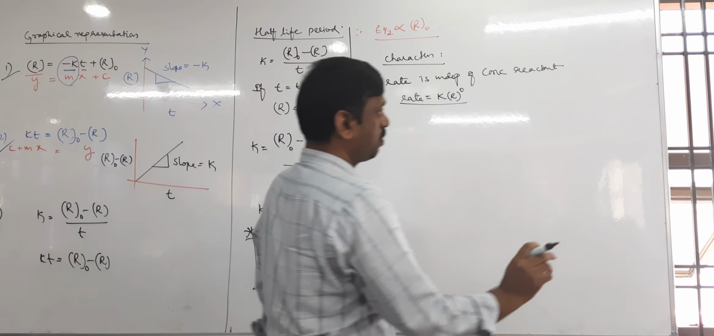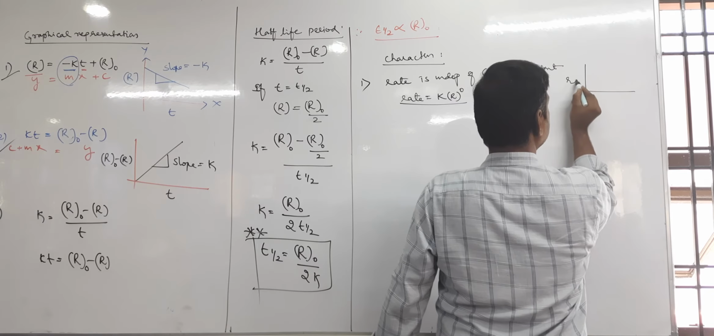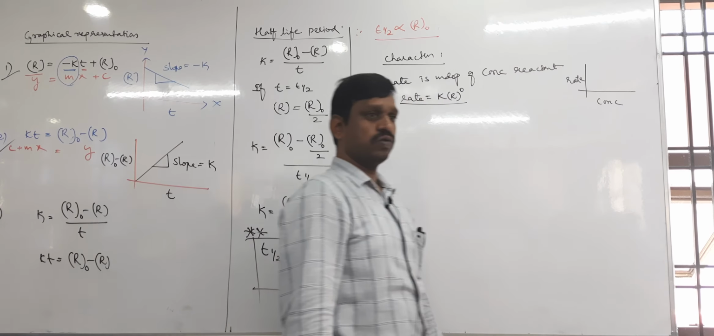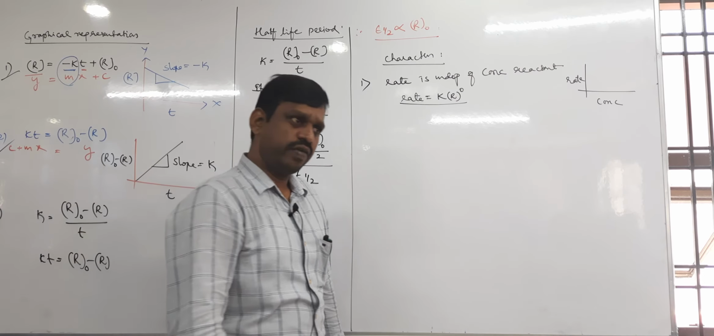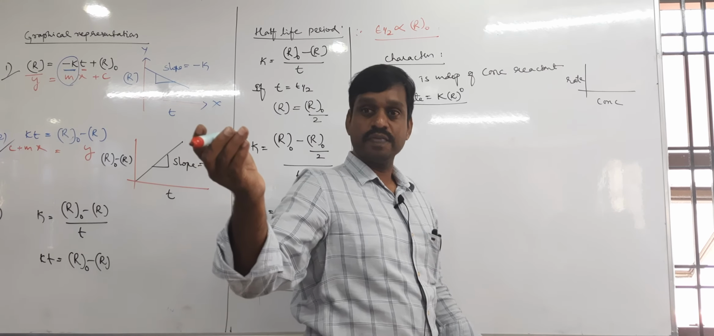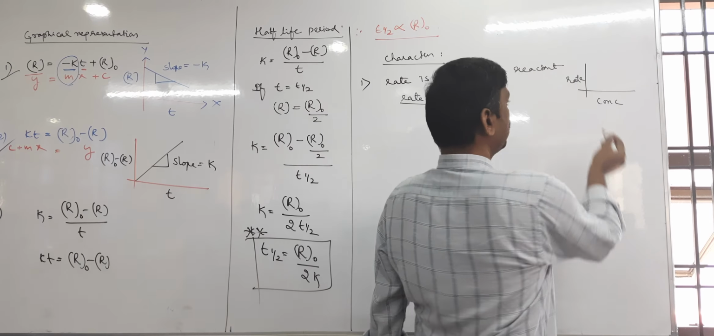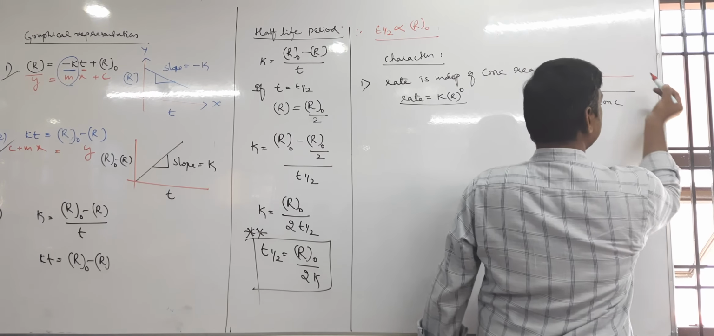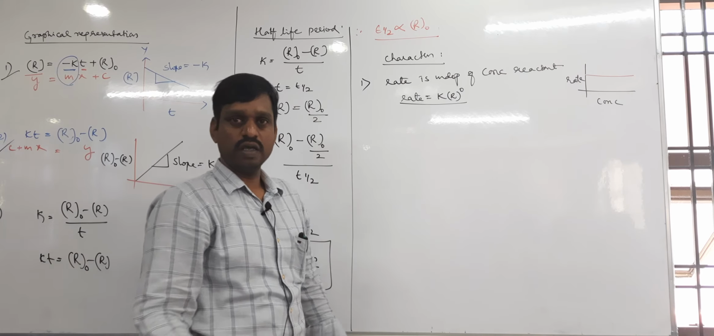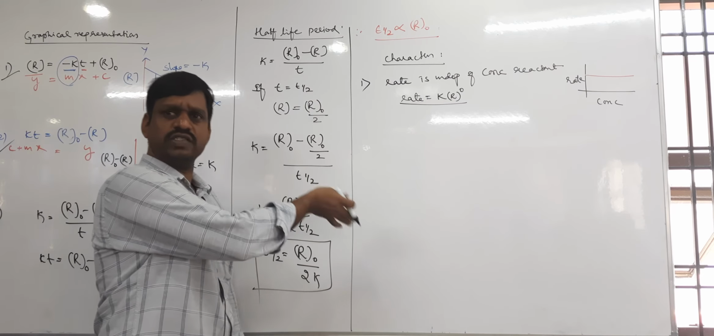Now here let me draw one graph. A graph is plotted between rate versus concentration. Tell me, what will it be? Does rate depend on concentration? No. Since rate is independent of concentration, you will get a straight line which is parallel to the x-axis. Okay, that's the first characteristic.